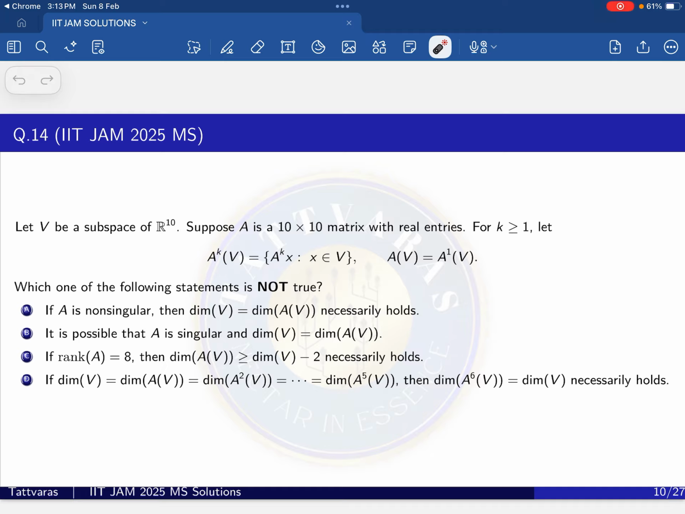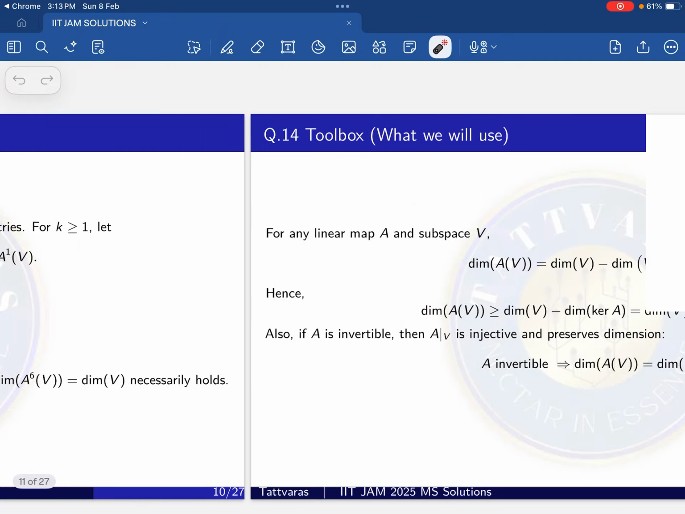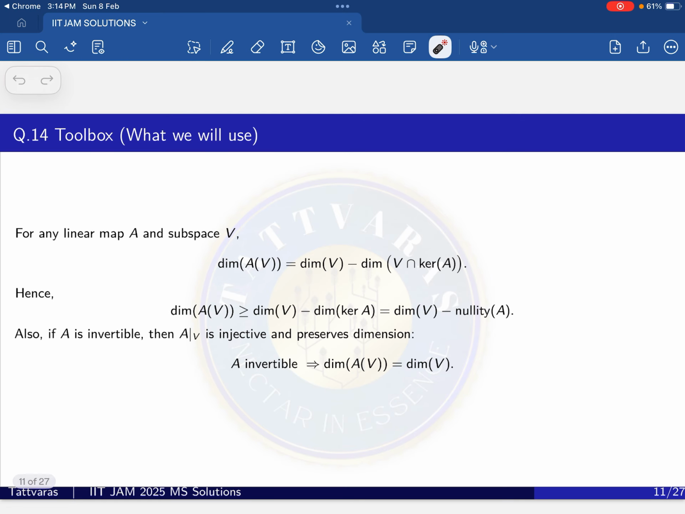So then the question asks about which of the statements is not true. So that is very important. Again, we have to see the incorrect statement among these four. And if you see, most of the questions are asking about the dimension of either V or the set AV. So what are the concepts that are needed? Well, we will see the toolbox.